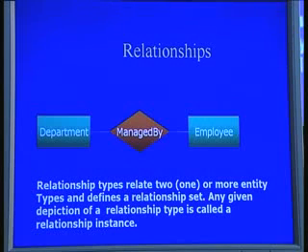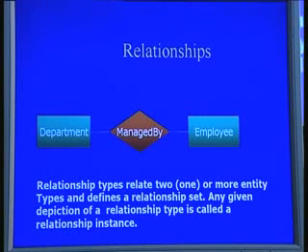A relationship, or to be precise, a relationship type, defines a relationship between two or more entity types. The slide here shows a relationship type between an entity type department and an entity type employee, and it says managed by. It basically says that a relationship type specifies that any department, or any entity of type department, should be managed by some employee, or some entity of type employee.